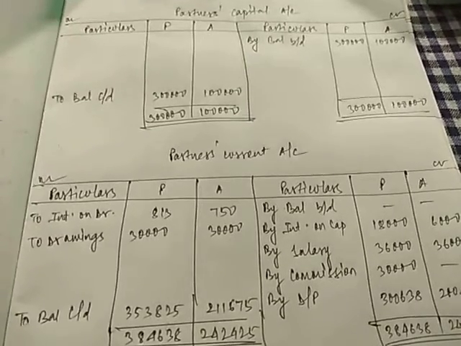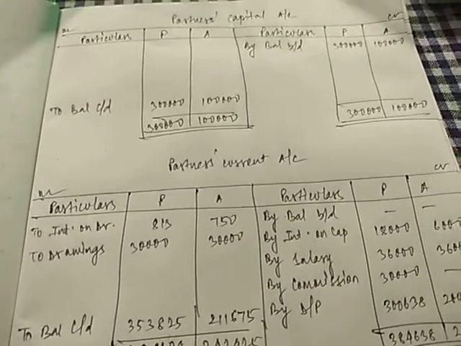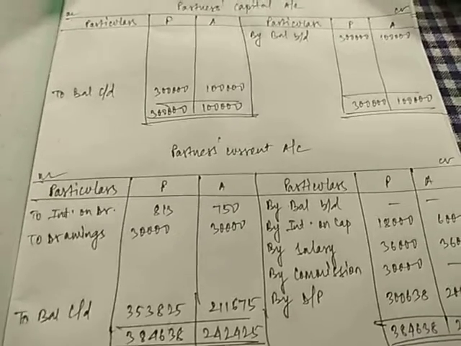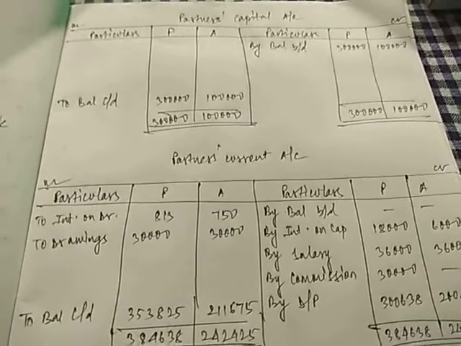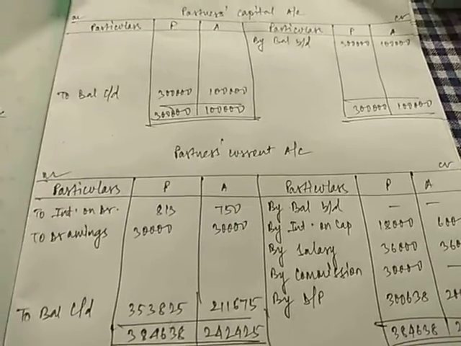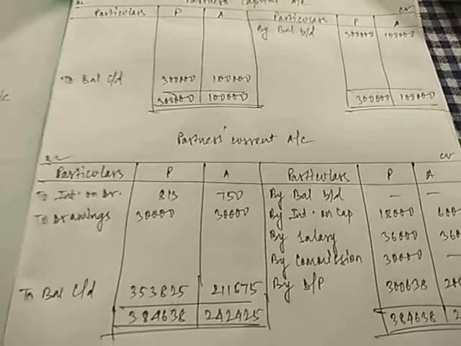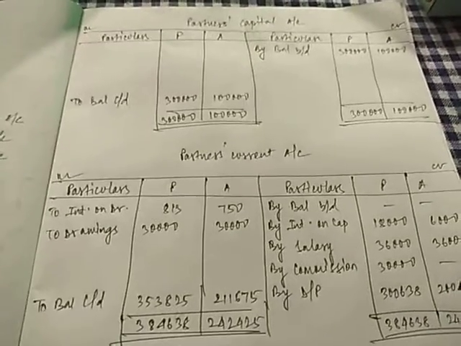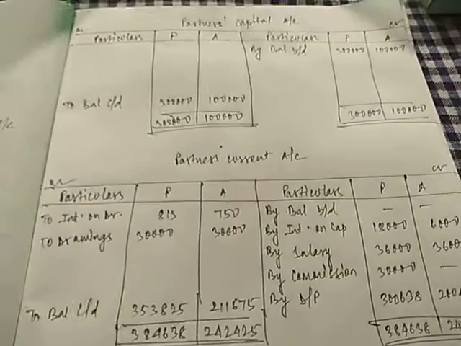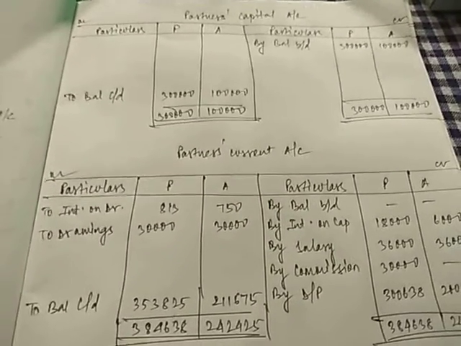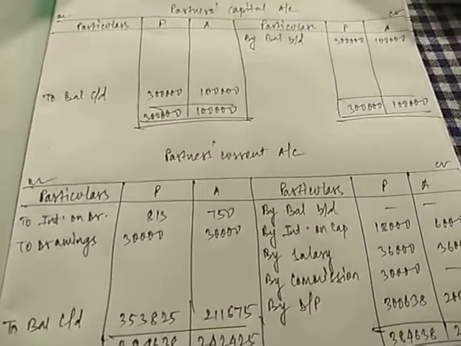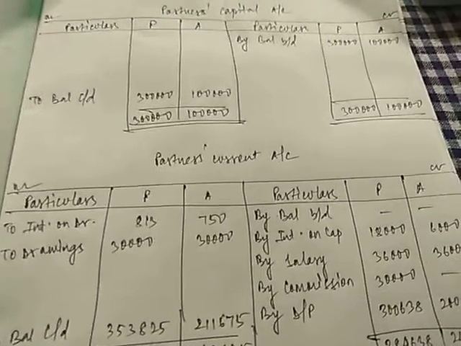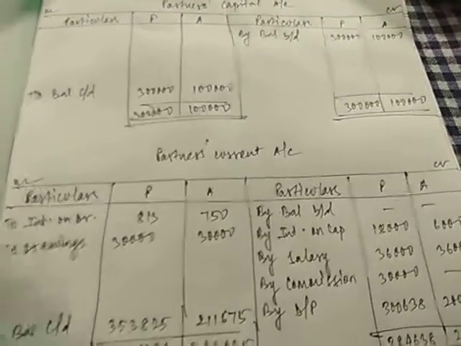When we follow the fluctuating capital method, we prepare profit and loss appropriation account and partner's capital account. When we follow fixed capital method, we need to prepare profit and loss appropriation account, partner's capital account and partner's current account. Profit and loss appropriation account remains same in both the cases, whether you are preparing through fluctuating capital or fixed capital. Profit and loss appropriation account will remain same, just the difference is on capital account. In fluctuating we have only capital account, in fixed we have both capital account and current account.